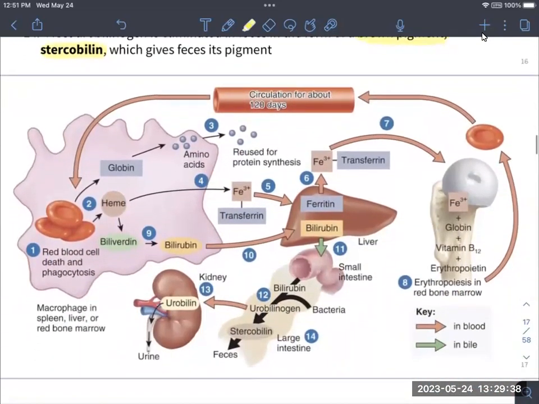So this whole chart, this picture that was on the last 2 slides, goes step by step through where everything goes, starting from these red blood cells that are getting broken down. We get the heme and the globin. From that heme we take the iron off, put it onto transferrin, and store it as ferritin. The biliverdin gets converted to bilirubin, goes to the liver, and will be released out of the liver with the bile.